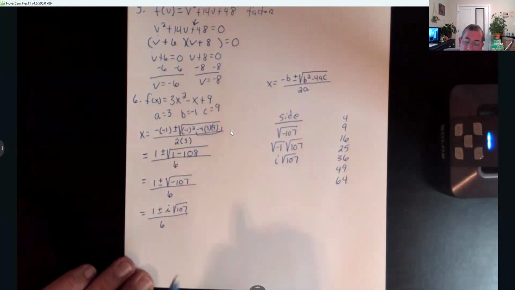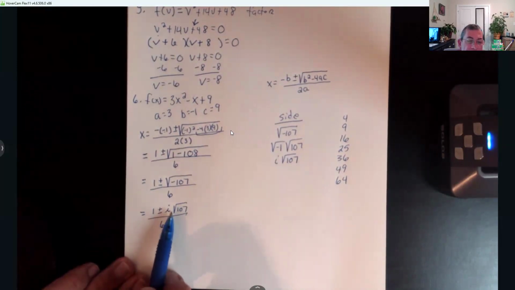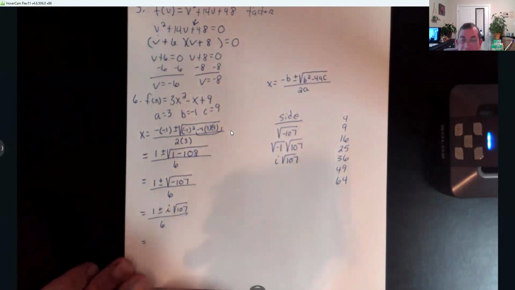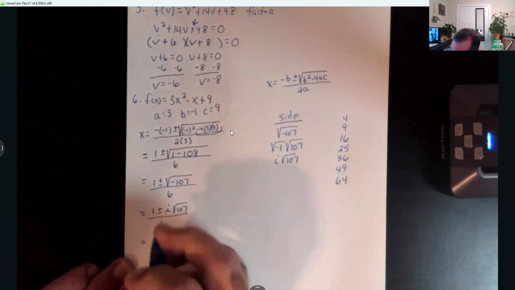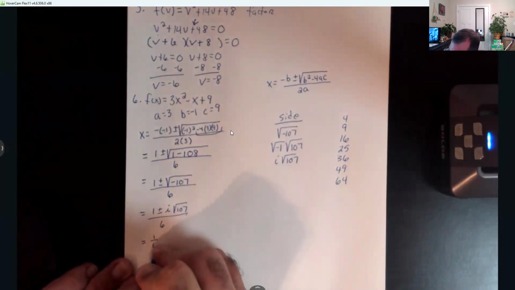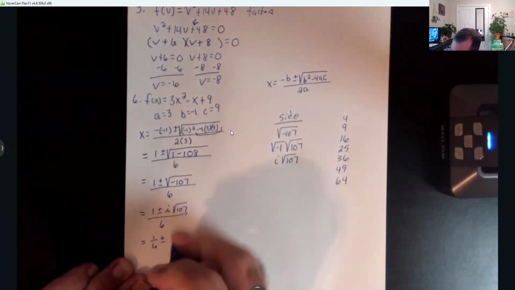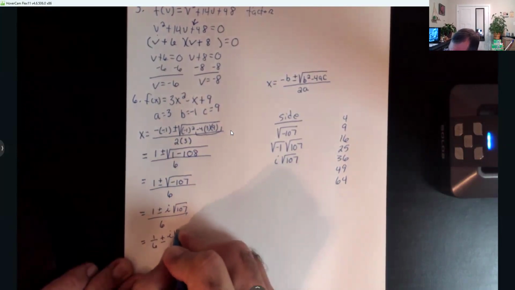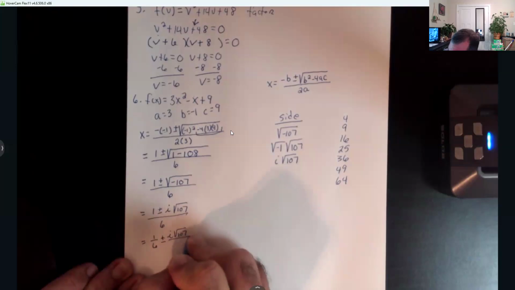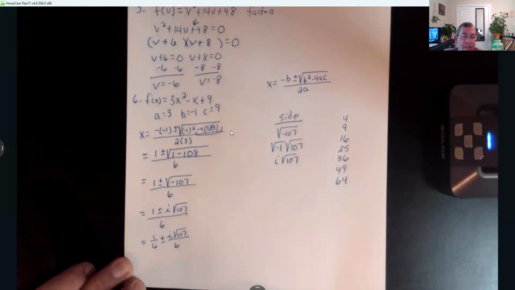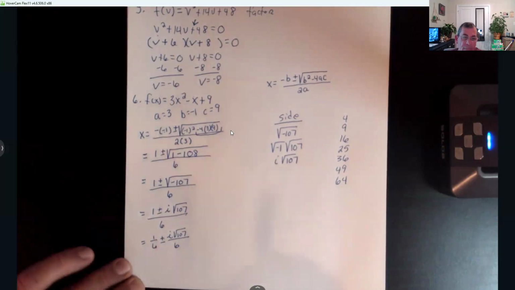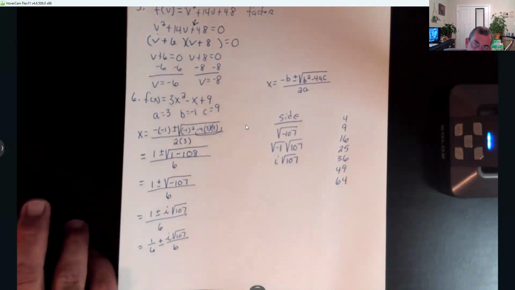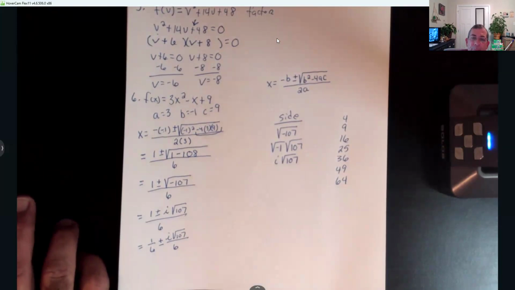Now here's the thing. Since this one has an imaginary part and a real part, we got to split it into two fractions. We got to put the 1 over 6 and then our plus or minus i square root of 107 over 6. In MathLab, we got to split it apart, okay? So let's go put that thing in MathLab.